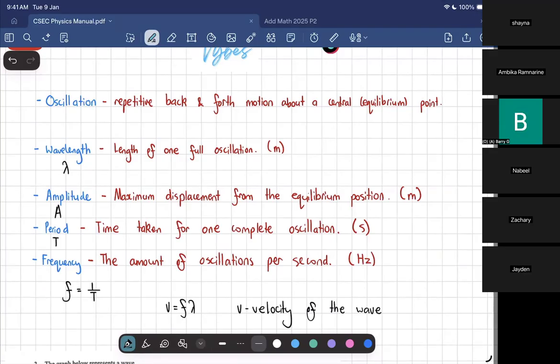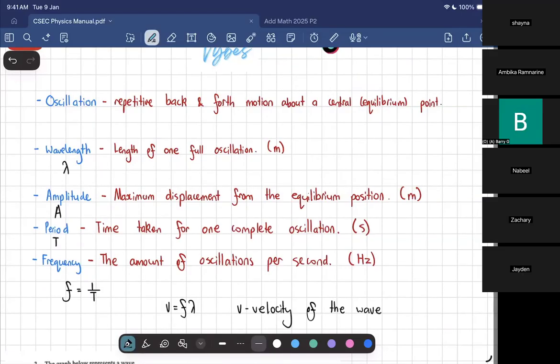Does anybody know? Drew, do you know what the speed of sound is? Okay, everybody, real quiet. It's 300 and something. Right, so it's 343 meters per second.